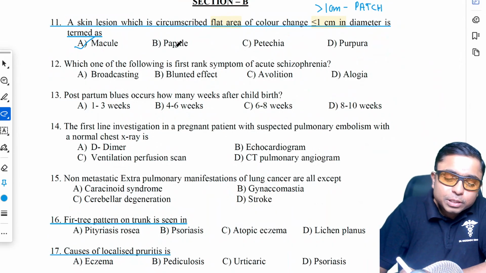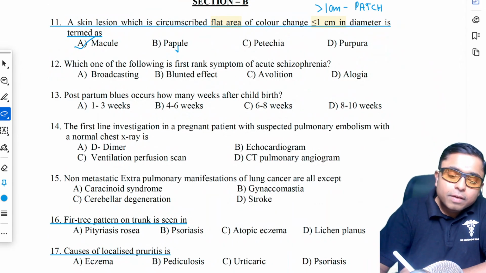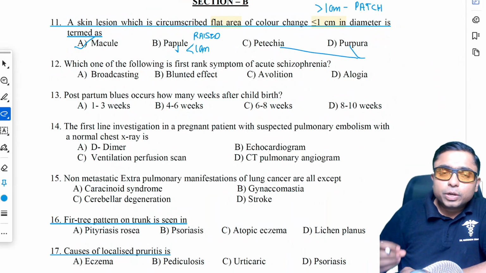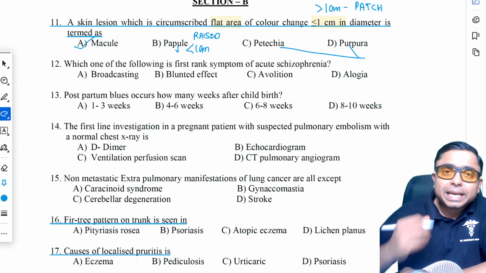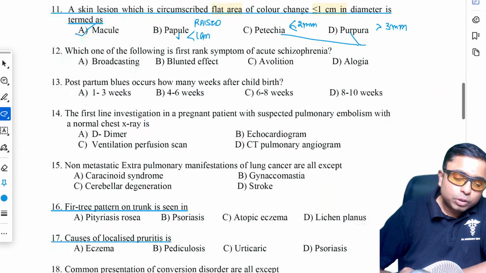So what are the other options? Papule is a solid raised circumscribed lesion, which is less than 1 centimeter in size, but it is going to be a raised lesion, not a flat one. Basically petechia, purpura, ecchymosis, all of them are due to the RBC extravasation, because of which the skin is going to appear red in color. Petechia, the size is going to be less than or equal to 2 millimeters, and purpura is going to be more than 3 millimeters up to 10 millimeters. So this is about the first question.